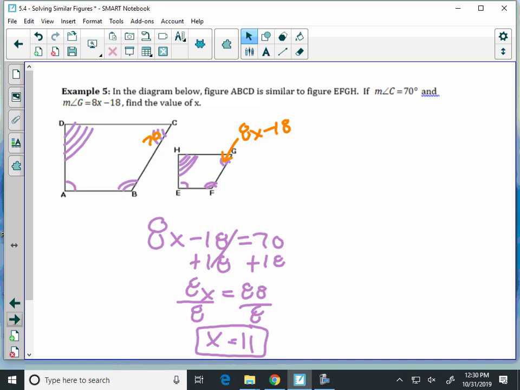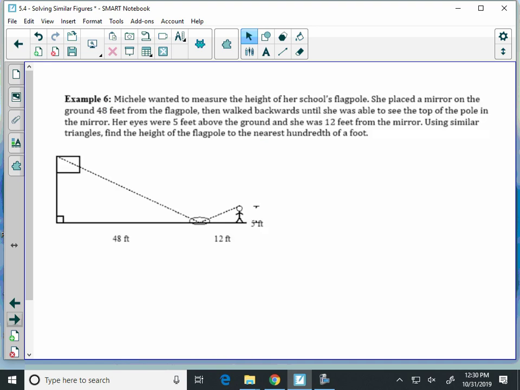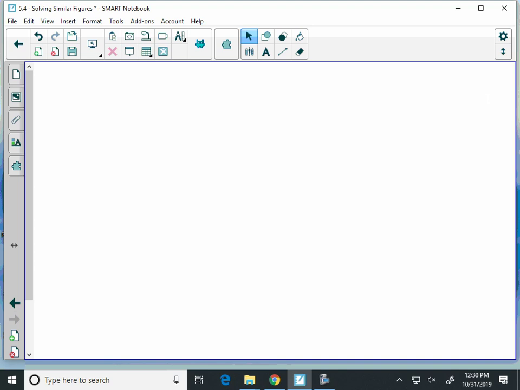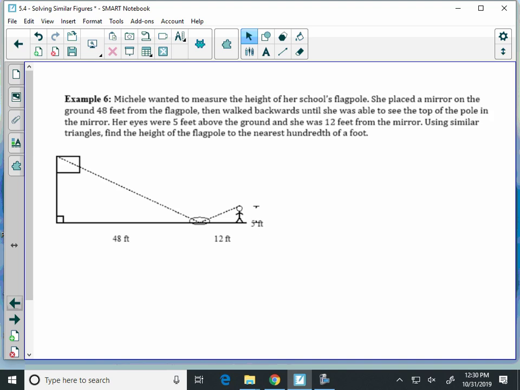Okay, we got one more. One more quick one. We take a look at the last one. It's a word problem, but I think these are almost easier than the non-word problem ones. Okay? Michelle wanted to measure the height of her school's flagpole. She placed a mirror on the ground 48 feet from the flagpole, then walked backwards until she was able to see the top of the pole in the mirror. Her eyes were 5 feet above the ground, and she was 12 feet from the mirror. Using the triangles, find the height of the flagpole to the nearest 100th of a foot.